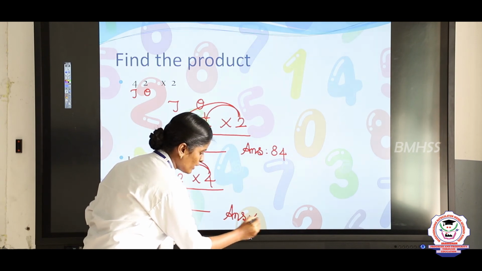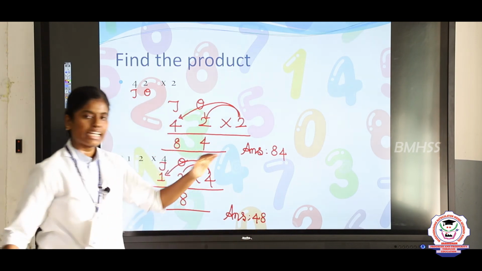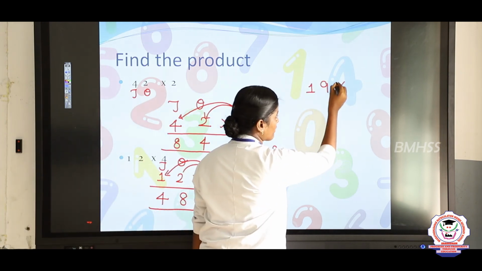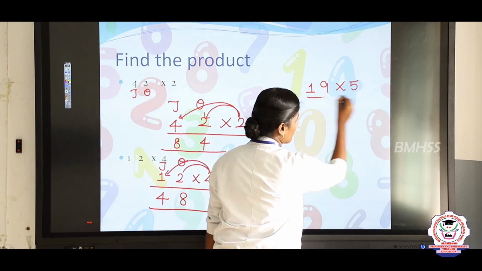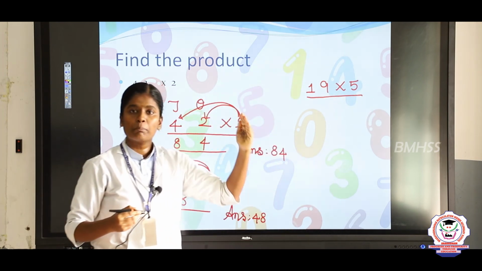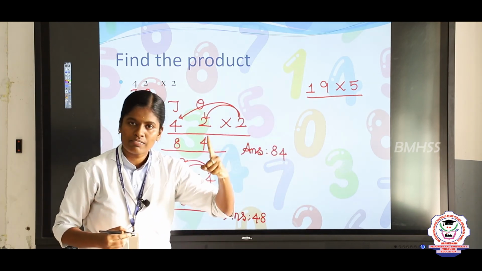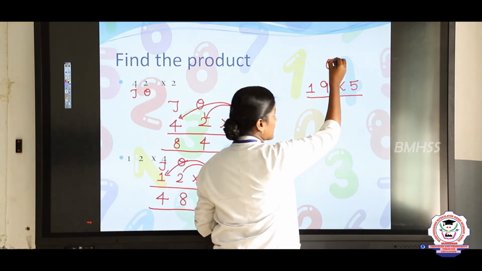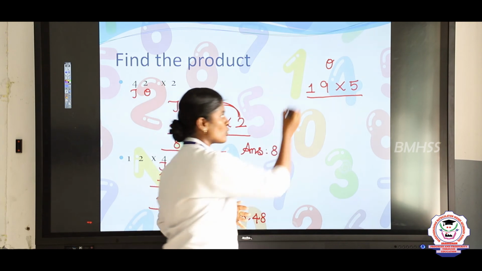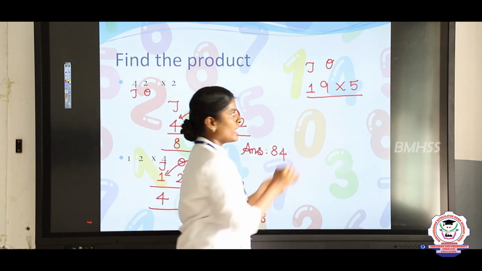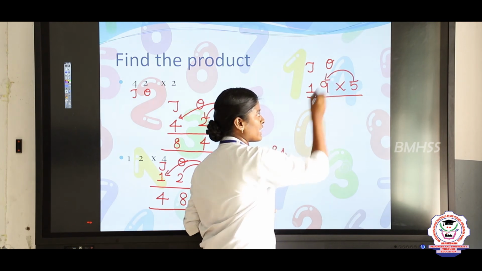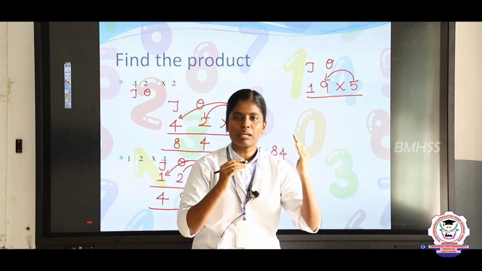Now I am going to put another example. Just listen. Take 19 and multiply by 5. So first you will write the place values. What is the first place value? The first place value is ones and the second place value is tens. So write tens here. Take 5 and multiply by 9. So what is the answer? 5 9s are, that is 5 times of 9.